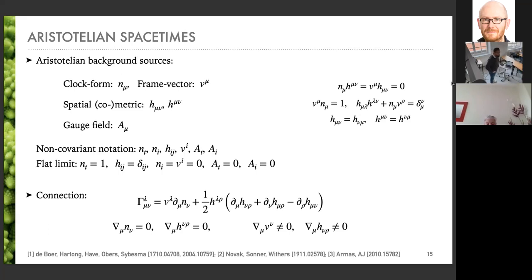This wouldn't be much of a geometry if you couldn't define a connection. You can define a connection. Unfortunately, unlike relativistic theories, this is not a unique connection, but it is some connection that you can work with. It has the property that it annihilates some components of the metric, but doesn't annihilate others. There is a lot of discussion on Aristotelian and Newton-Cartan connections in the literature. I don't really need to get into all of that.